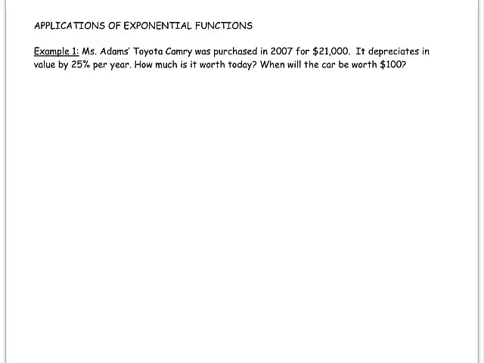Ms. Adams' Toyota Camry was purchased in 2007 for $21,000. It depreciates in value by 25% per year. How much is it worth today? When will the car be worth $100? So the first thing we have to do is model what's going on in this scenario. The car is going down in value. That's why it's depreciating, because the value of the car is going down over time. So we would call this exponential decay.